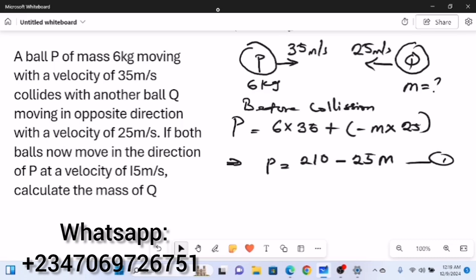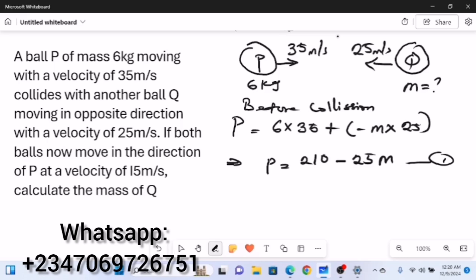Now the question says, if both bodies now move in the same direction of P with a velocity of 15 meters per second. So that means after collision, the two objects now move in the same direction as direction of P. And remember, we assumed earlier P to be moving towards the right. So this means that after collision, what you have is this.